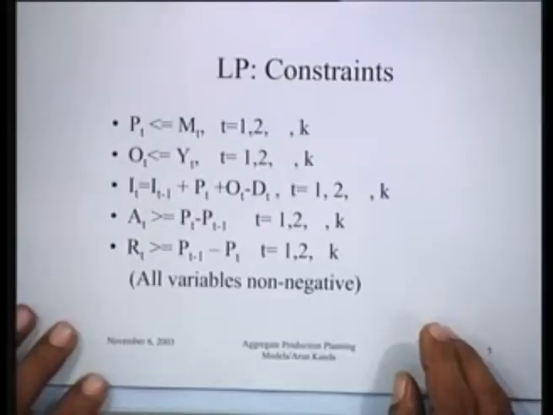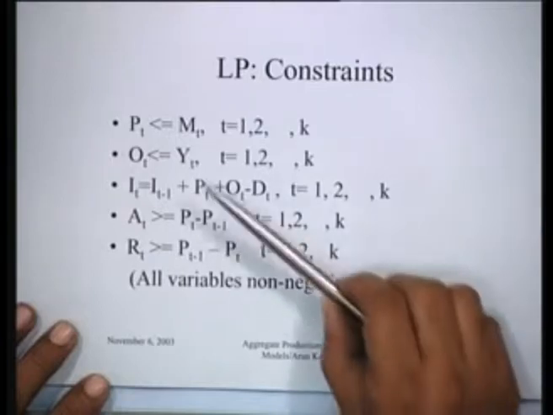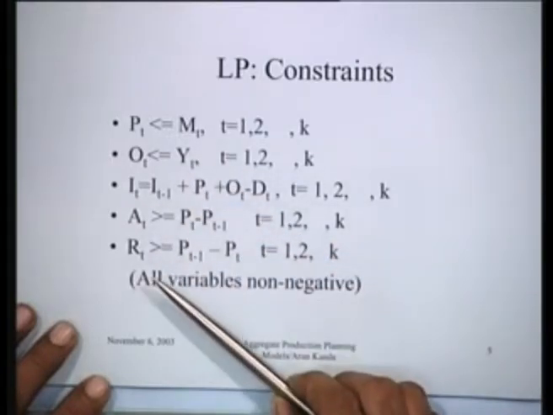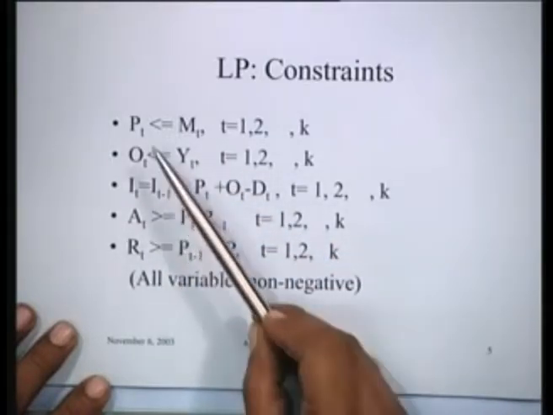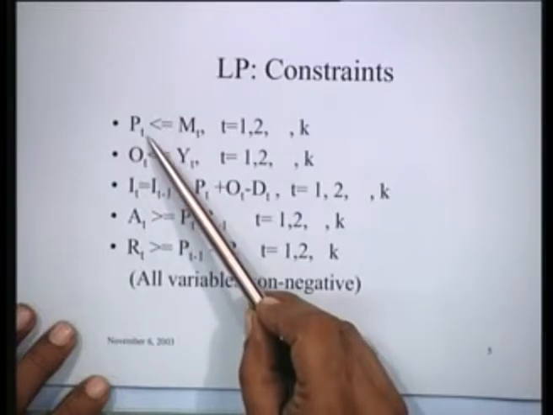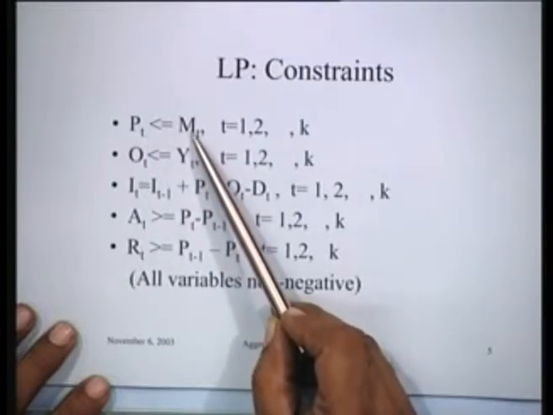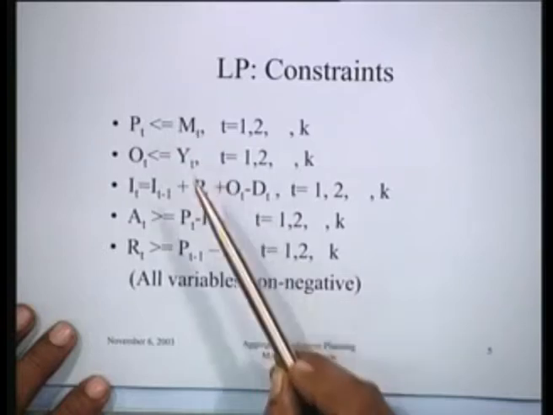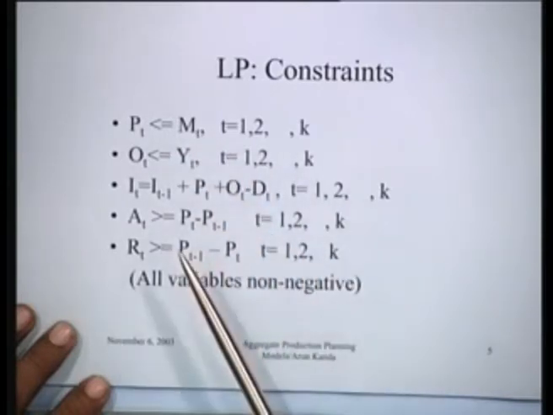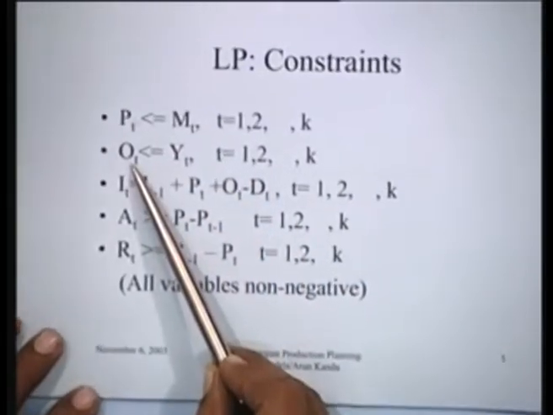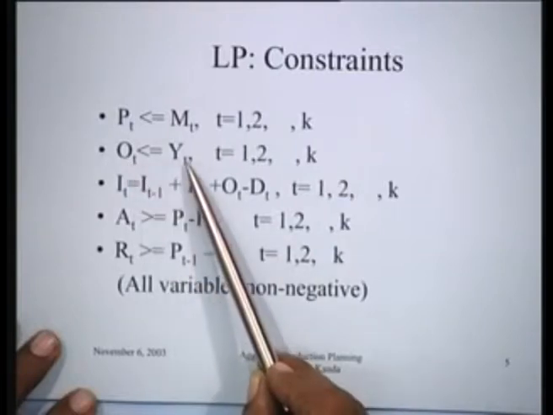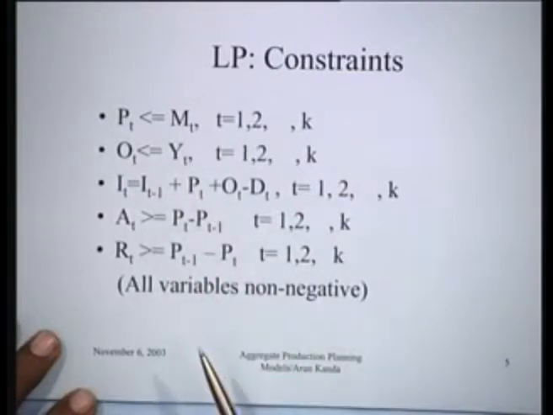Now, to complete the problem, you need to add constraints, and for this particular problem, typically there will be 5 sets of constraints, which are shown here. The production in period T must be less than or equal to the capacity in period T. So this would be valid for each time period. Overtime production in period T would be less than or equal to the overtime production capacity in period T.